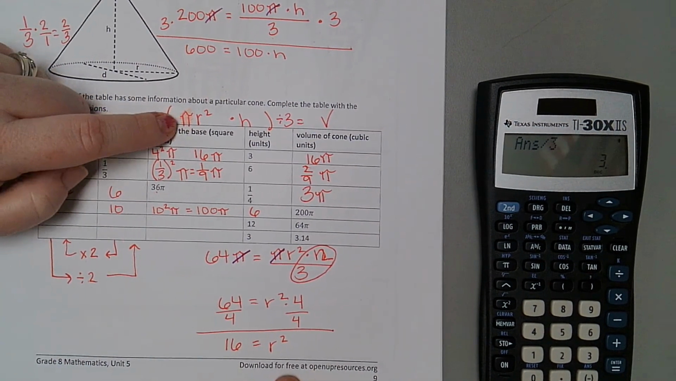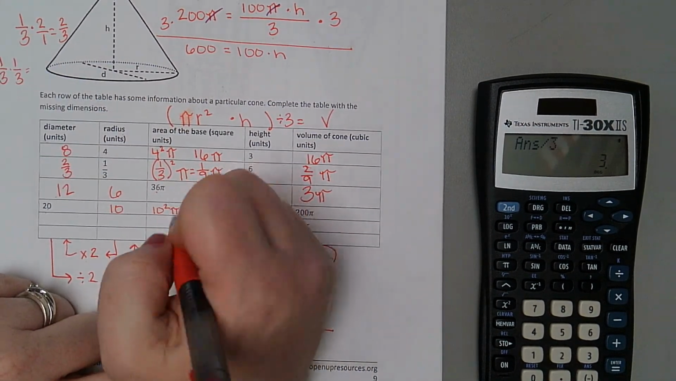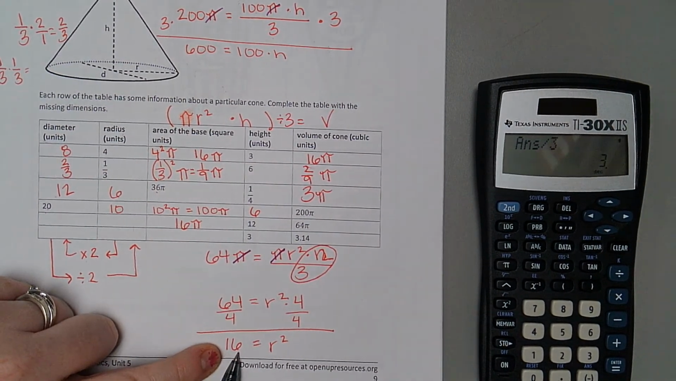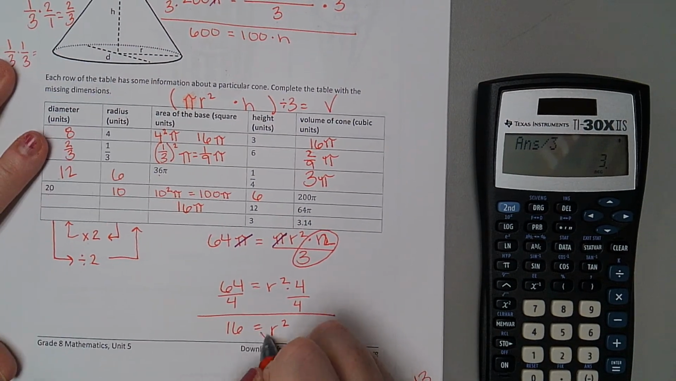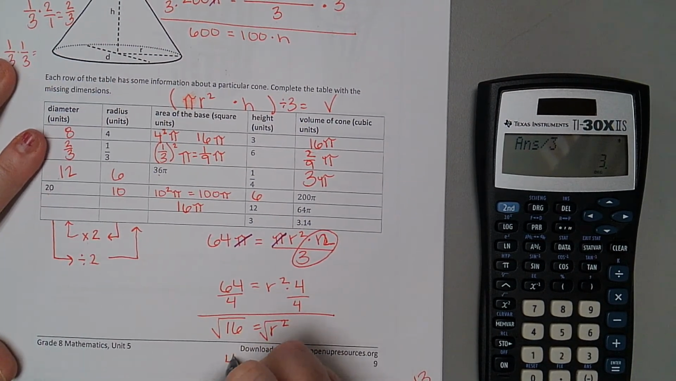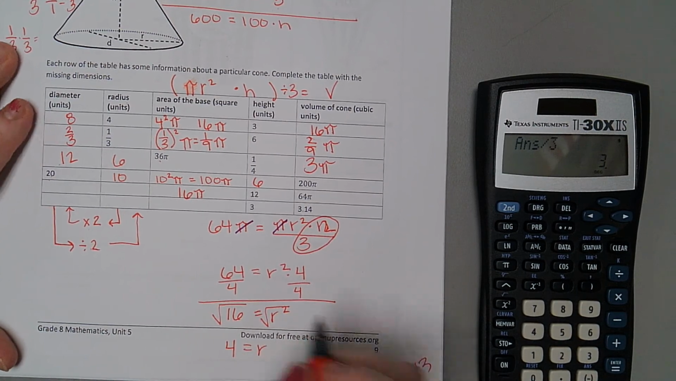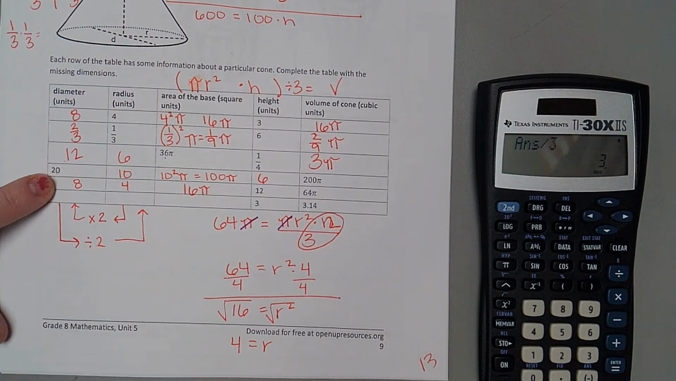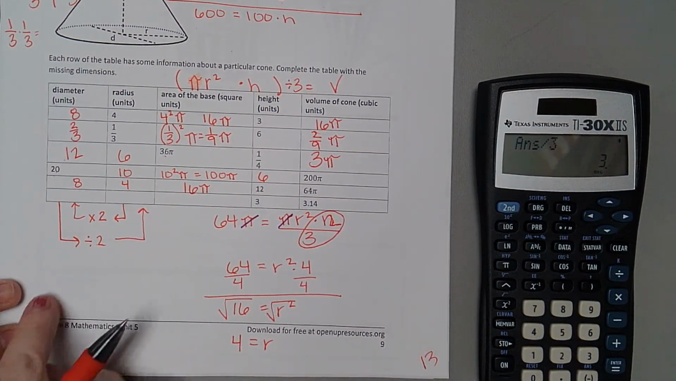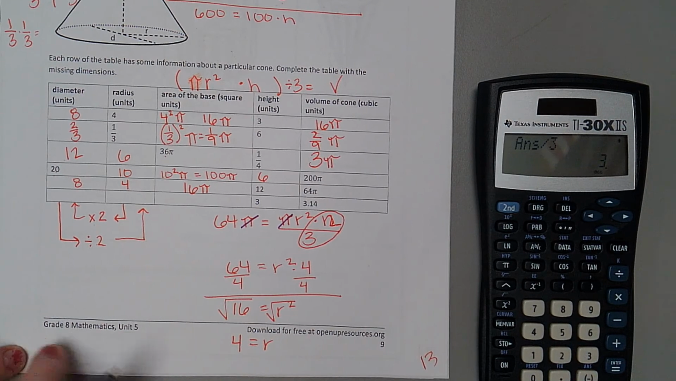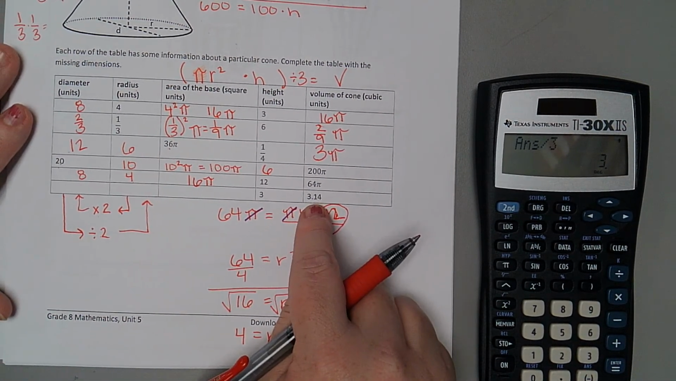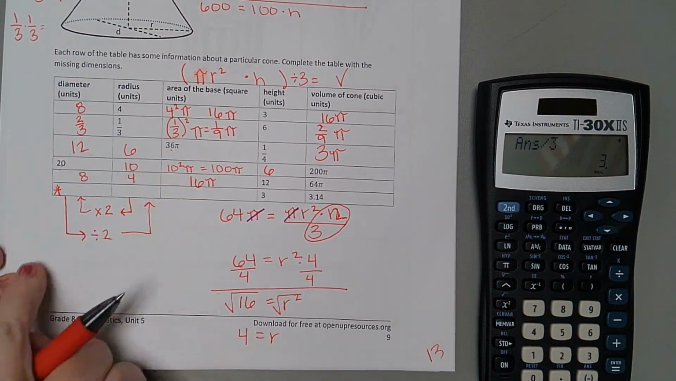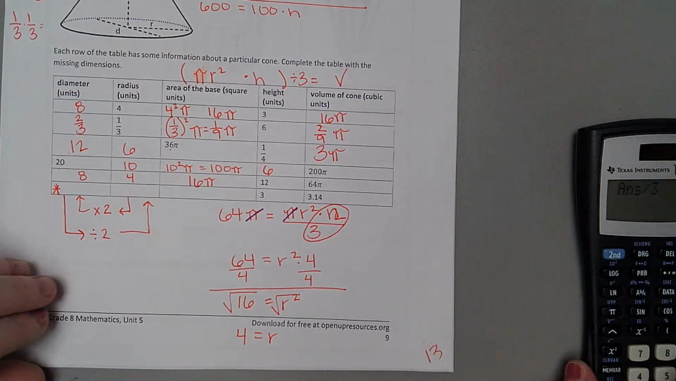Area of the base is pi r squared. Well, r squared is 16. So that means we know that's 16. And the opposite of squaring something would be to do the square root, which gives us 4 equals r. So now we have 4. 4 times 2 is 8, so now we know the diameter. And I have a tiny bit of space. We can put it in. So we could do this one right here if you wanted, but we're going to skip it for now. That's okay.